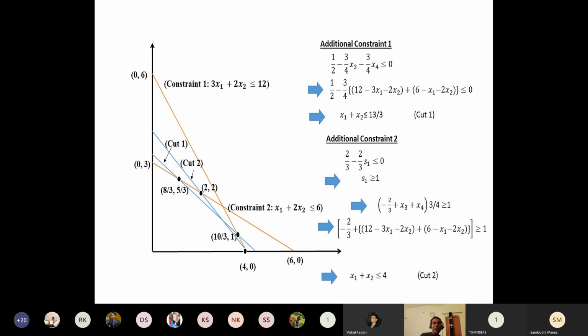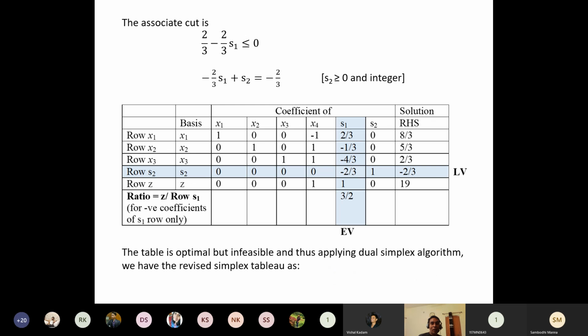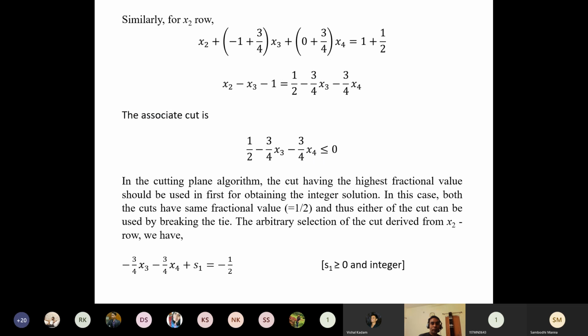Now how is the cutting plane derived? If you recall how the constraint we have added. So from your x2 row, we have taken this: half minus 3 by 4 x3 minus 3 by 4 x4 is less than or equal to 0. What is this indicating? Because x3 and x4 are the slack variables introduced in the original integer linear programming problem. So for x3 and x4, if you go to your initial equations, I am again showing you.